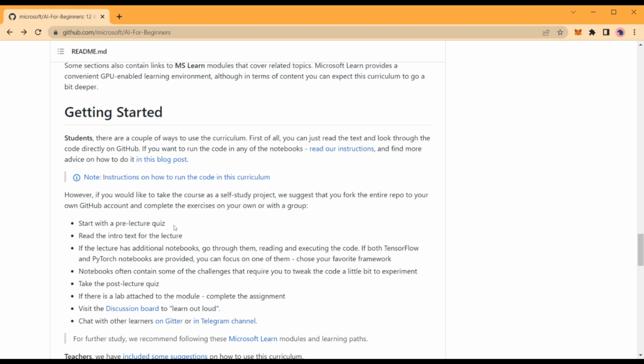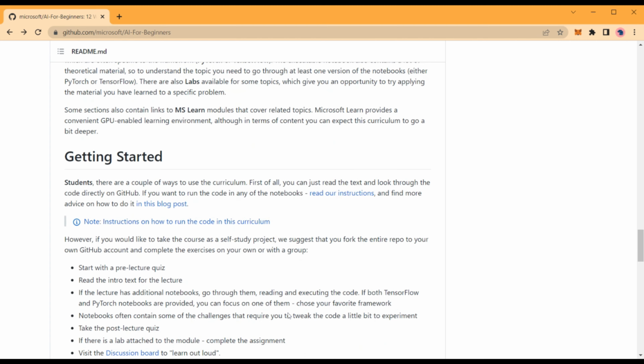There will be a pre-lecture quiz, I guess, if you sign up, or I don't know. But as I have said, you have to follow these steps. First, the intro text, then the TensorFlow and PyTorch notebooks, then if there is a post-lecture quiz, I guess it will be there in the link. I skipped it, I guess. If you follow this course, you will know whether there is a pre-lecture or post-lecture quiz. And then if there is a lab, do attend the lab. And if you have any doubt on a particular topic, you can talk with fellow learners on the discussion board. Follow the Gitter channel or Telegram channel if you want to consult or clear your doubts, right?